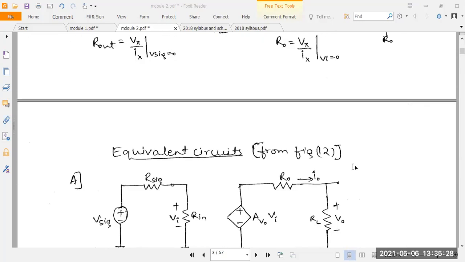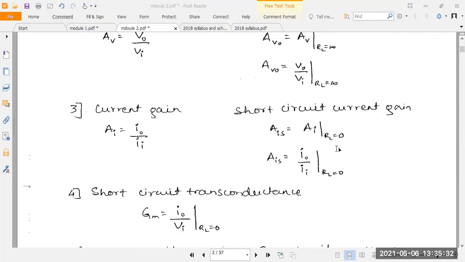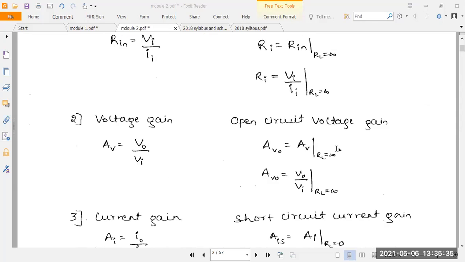Understood? For the next class, we'll go for the derivations. First you take the ideal amplifier, and for that you have to write the equations. Next you start with the different amplifiers like common source, common gate, and common drain.